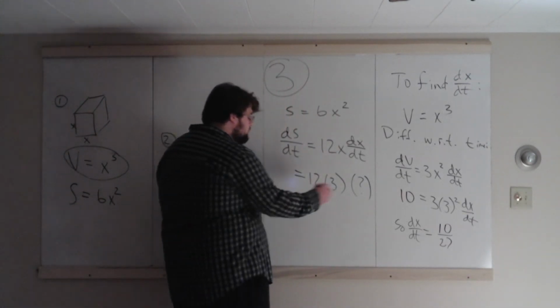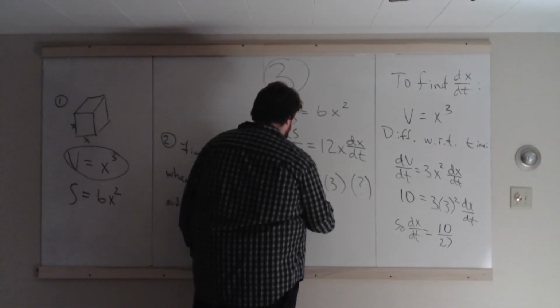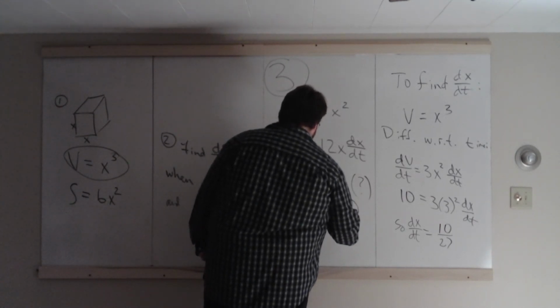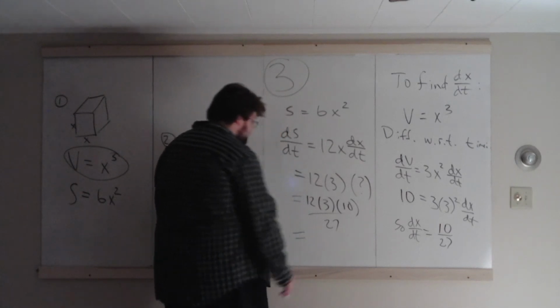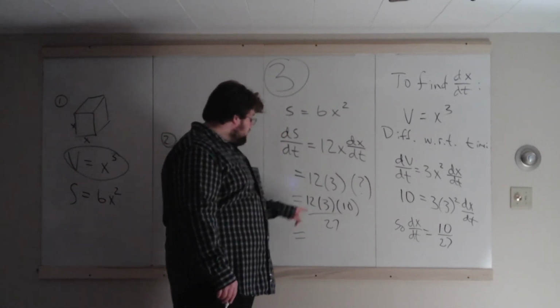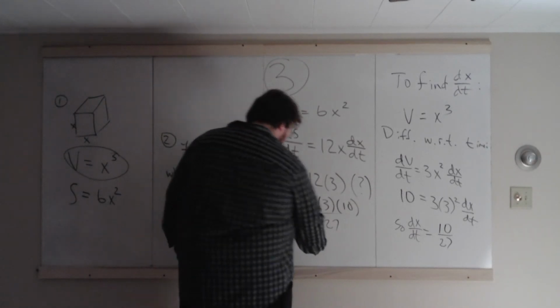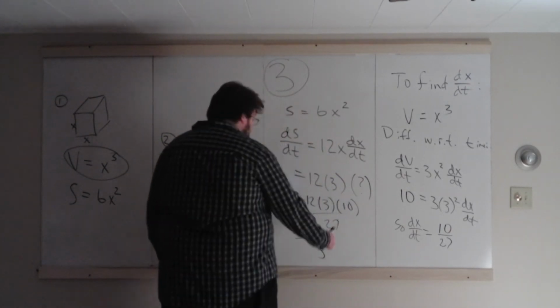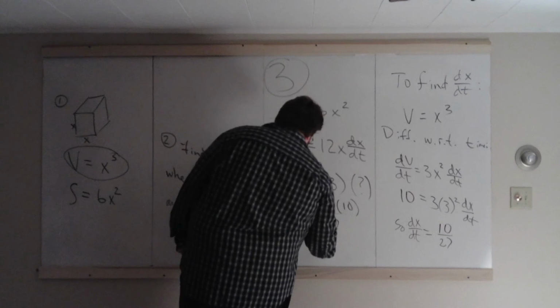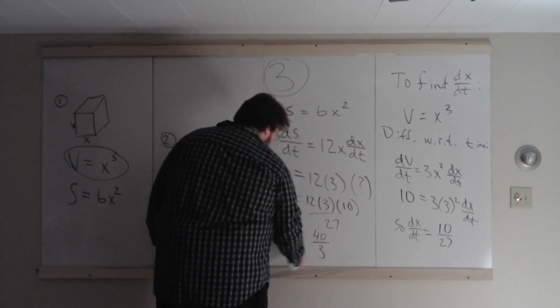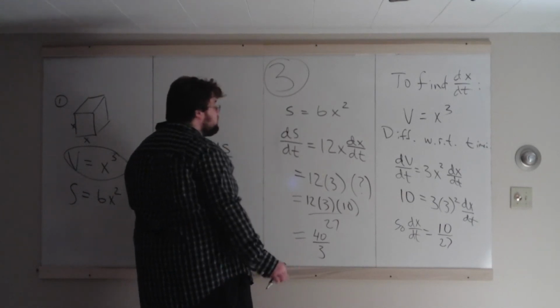Well, now we can substitute that over here. So 12 times 3 times 10/27. So what does that equal? That 3 is going to cancel with that 3. That 3 is going to cancel with that 3. We're left with 1 3 in the bottom. We're left with a 10 and a 4 on top. So we get 40. So we get 40 thirds, whatever our units are.